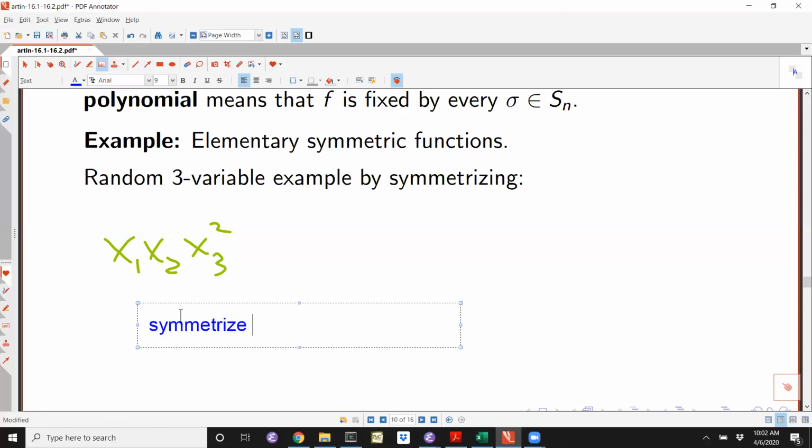Okay, and now if we act on that, if we now symmetrize this, I haven't defined that yet, but you'll see what I mean after I do it, by the action of S3. You guys did group actions last semester, right? Oh, say yes. Okay, if not, don't worry about it, but yes, okay, good.